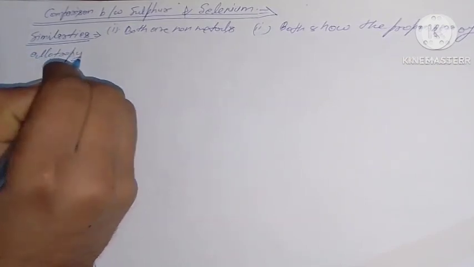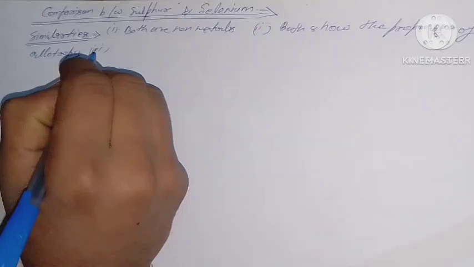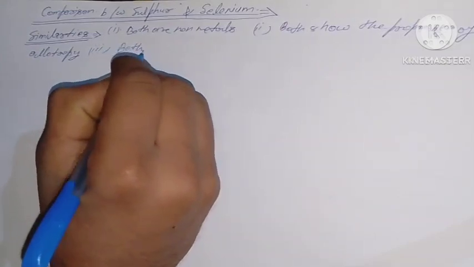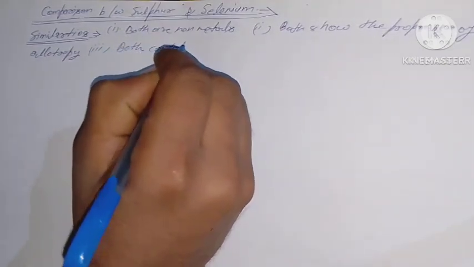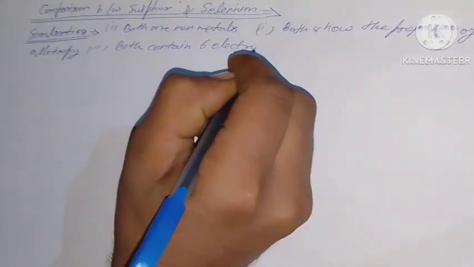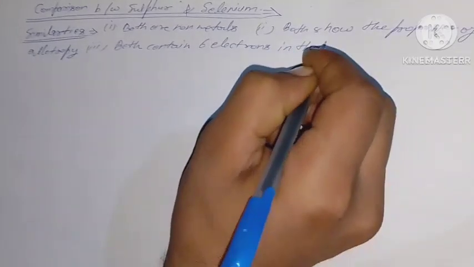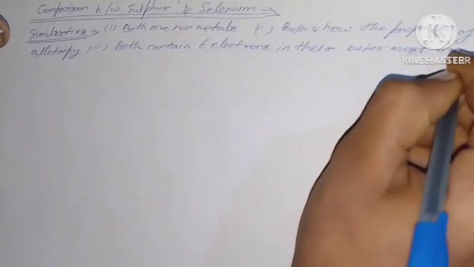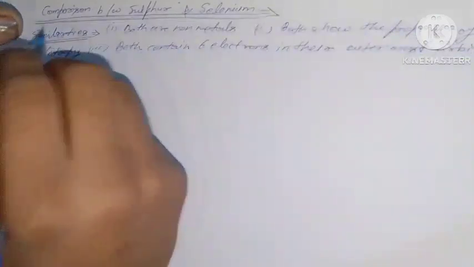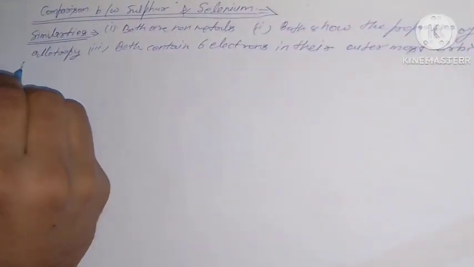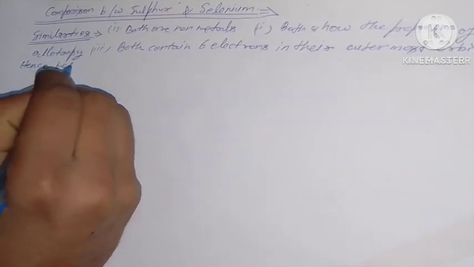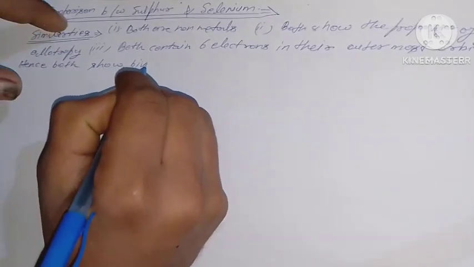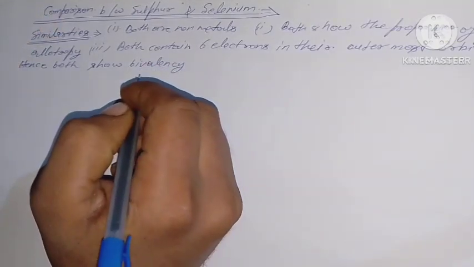Third point, both contain 6 electrons in their outermost orbit. Hence both show bivalency.